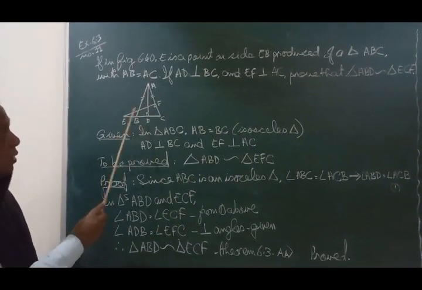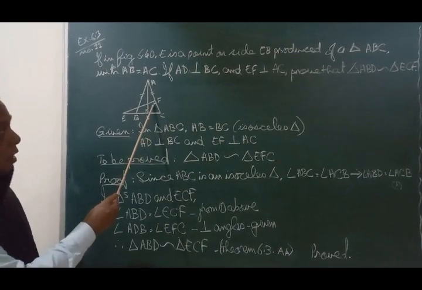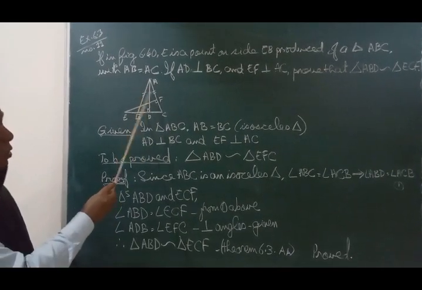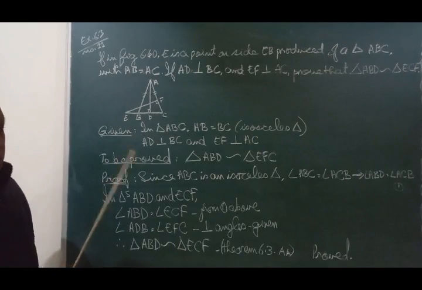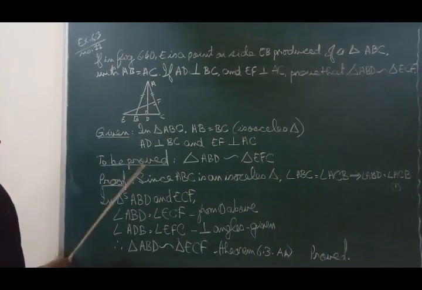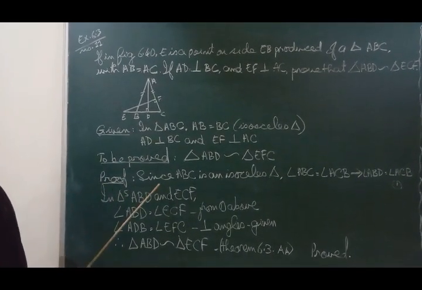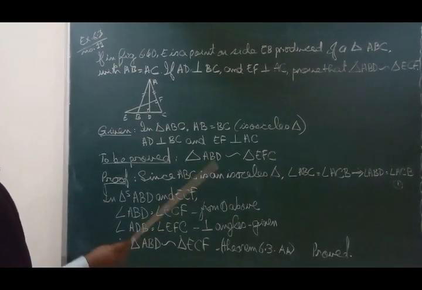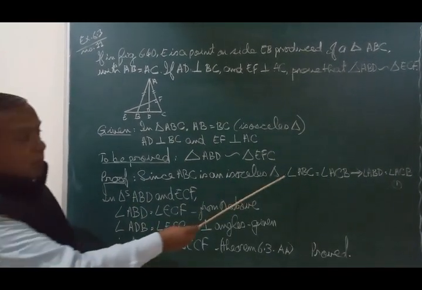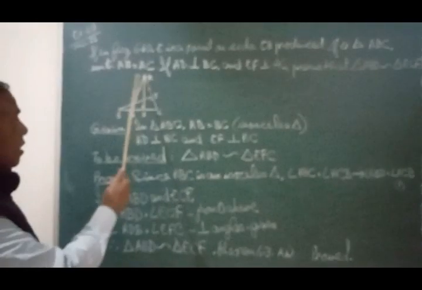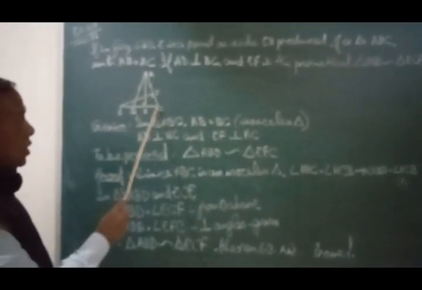ABD is similar to EFC. And this is a right angle, this is a right angle. These two sides are equal. That's a marking, so you know immediately what is equal. Now we prove. Since ABC is an isosceles triangle, the base angles ABC is equal to ACD.